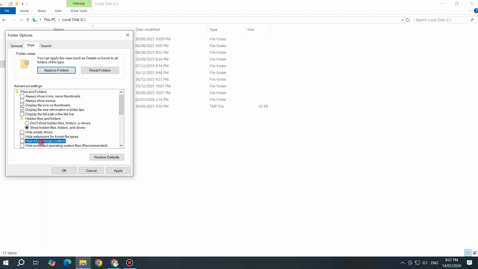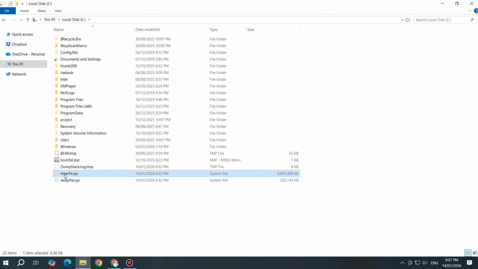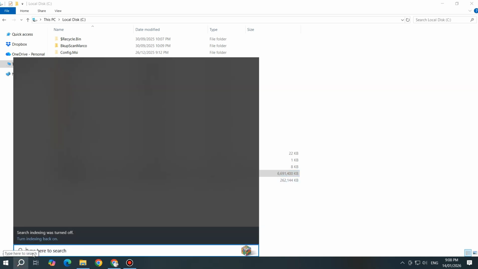The Hiberfil.sys file in your C drive is often the culprit behind a red bar or low disk space warning. This file stores the entire system state when Hibernate mode is enabled, including all running applications and data currently in your RAM. Consequently, it typically occupies 50 to 75% of your total RAM capacity.